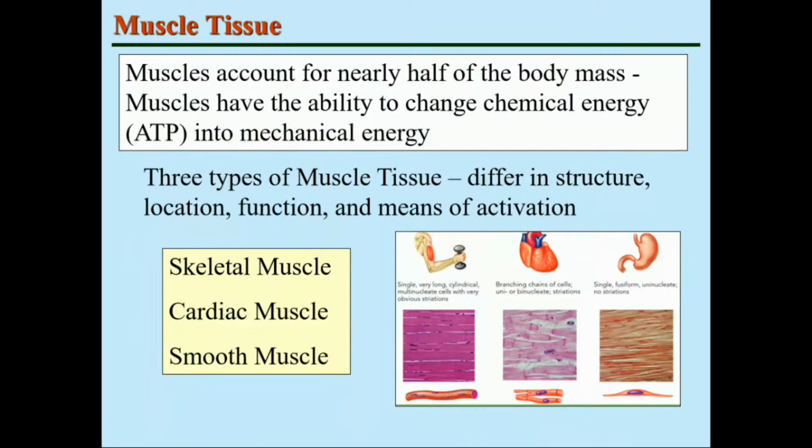Now the muscle tissue, as you know, forms almost half the weight of the body mass, and has the ability to change chemical energy into mechanical energy. It's something like a transducer. Here the chemical energy comes from breakdown of ATP, and the mechanical energy that is formed is either a shortening of the muscle or an increase in the tension in the muscle.